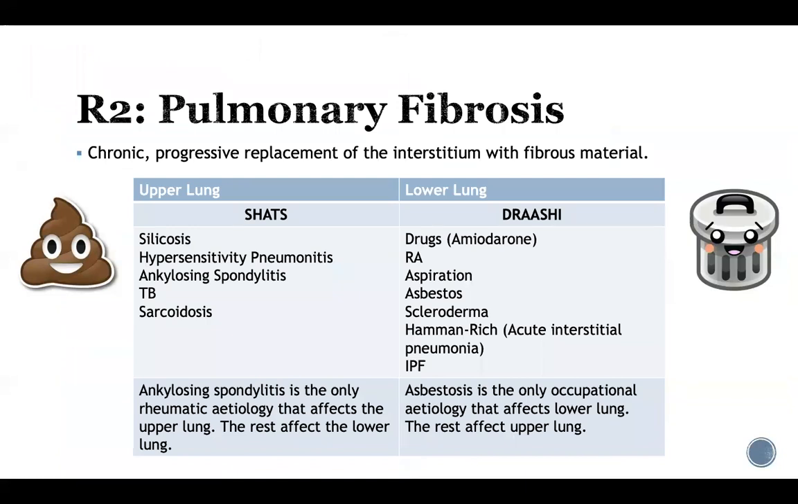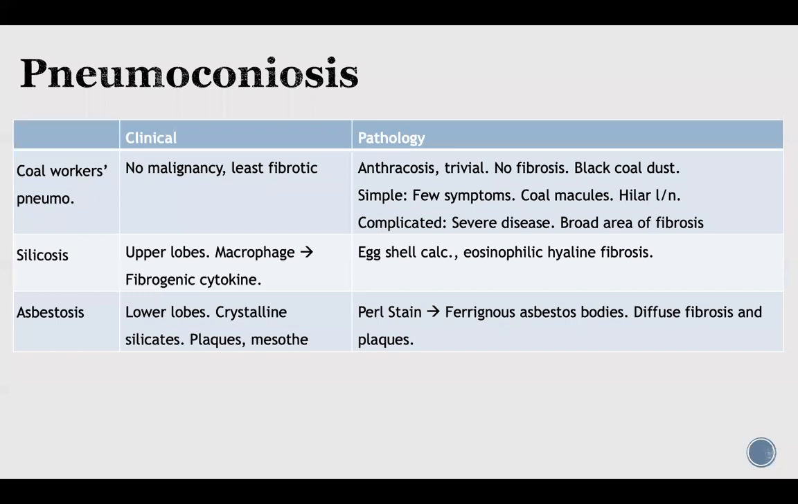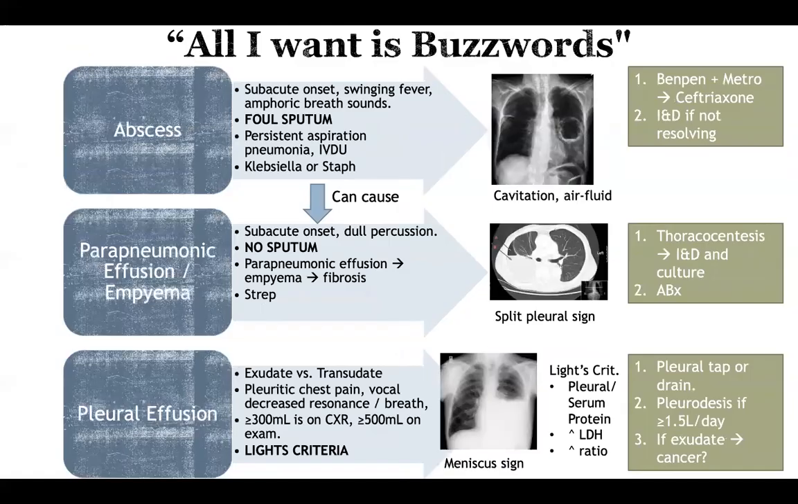This is a mnemonic to remember it if you like mnemonics. But that's, yeah, trashy. Path exam questions. And then abscess, foul-smelling sputum. Gets lots and lots of like IVDU or pneumonia. And then you see this weird looking air fluid level cavitating lesion. It's an abscess, you give them benpen and metro, and if it doesn't work, you give them ceftriaxone. And then if you can't get it with IV antibiotics, then you just cut it out.